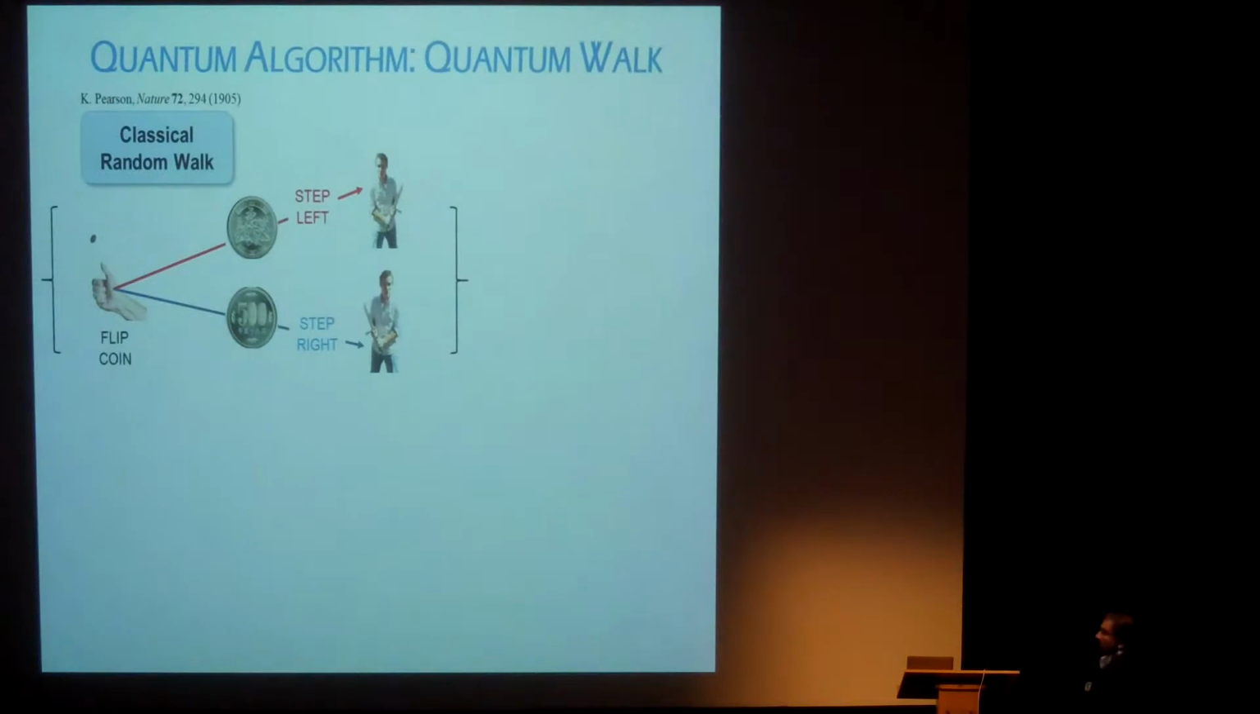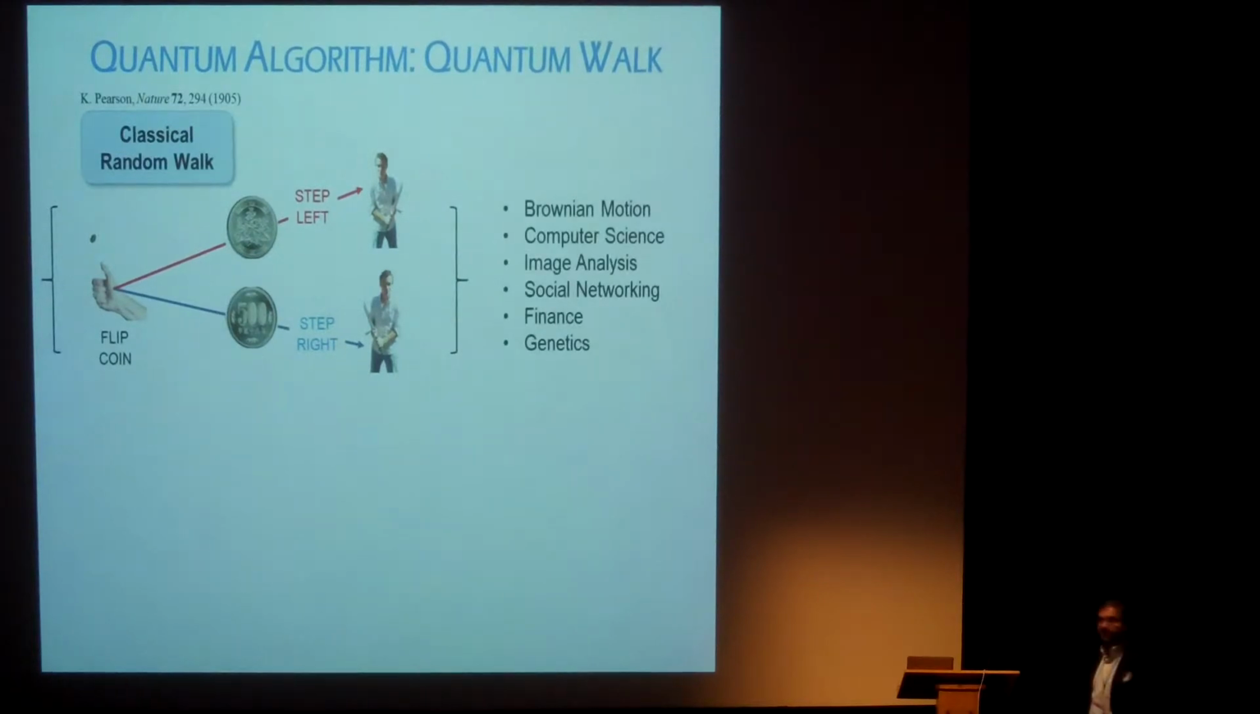So the algorithm that I want to describe is a very different one than usual quantum algorithms for computation and simulation. The origin of this quantum walk idea, we can first talk about the classical random walk. So the very old idea going back at least to 1905, where one flips a coin, right, and then decides whether to go left or right. This particular classical algorithm is exceptionally useful and finds use in Brownian motion, computer science, social networking, finance, genetics, you name it. A lot of things are based on classical random walks.